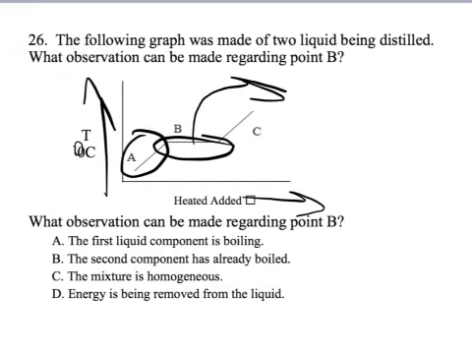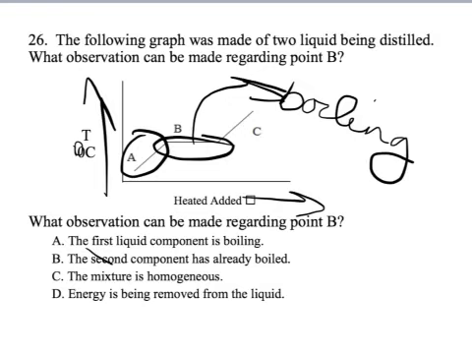Okay, the second component already boiled. No, because we haven't had a flat spot. The mixture is homogeneous. We know that it's not because we have a liquid that's still left afterwards. Energy is being removed. Guys, remember, we're adding heat, so we're not removing energy. So the correct answer is A, the first liquid component is boiling.